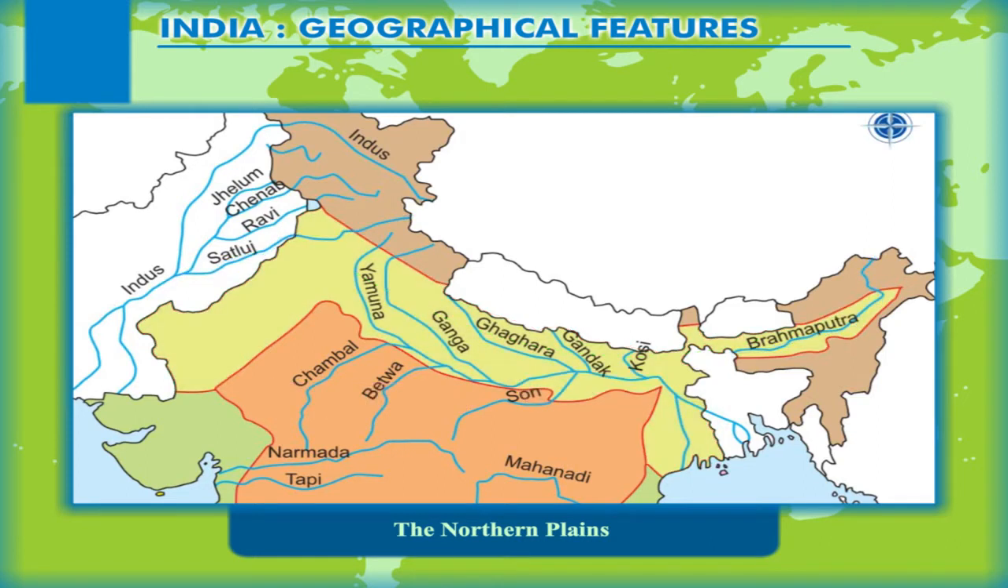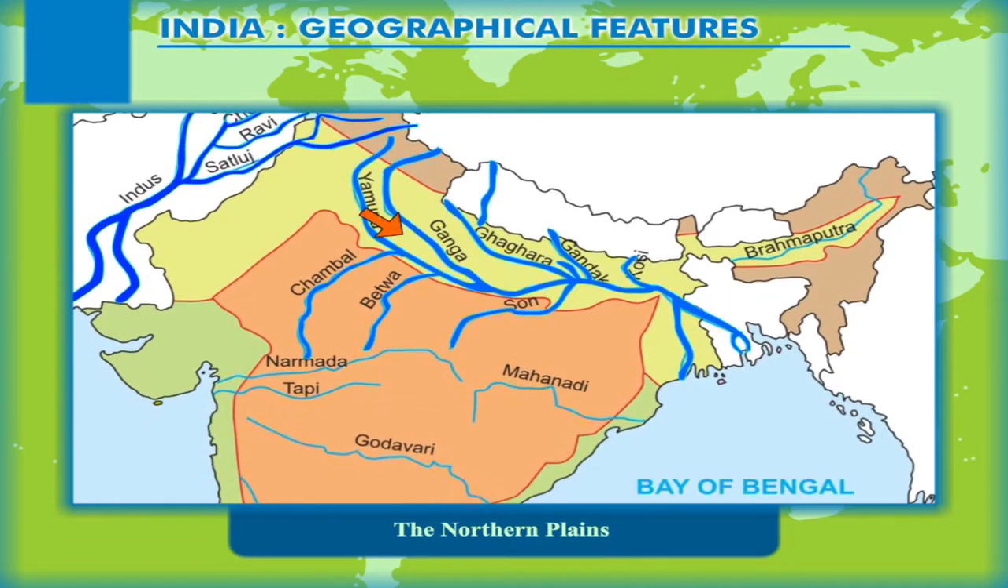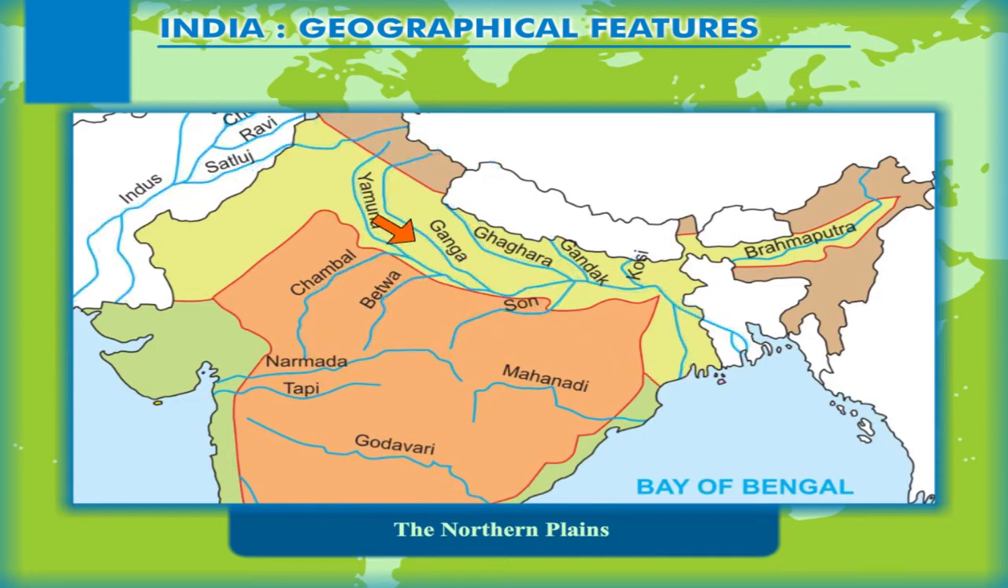The three main rivers that have played a vital role in the formation of the plains are River Indus and its tributaries, namely Jhelum, Chenab, Beas, Ravi and Satluj, which flow in a westward direction and finally join the Arabian Sea. River Ganga and its tributaries are Yamuna, Gomti, Ghagra, Gandak, Kosi, Son, Betwa, Chambal and Ken. River Ganga flows southeastward and eastward and joins the Bay of Bengal.